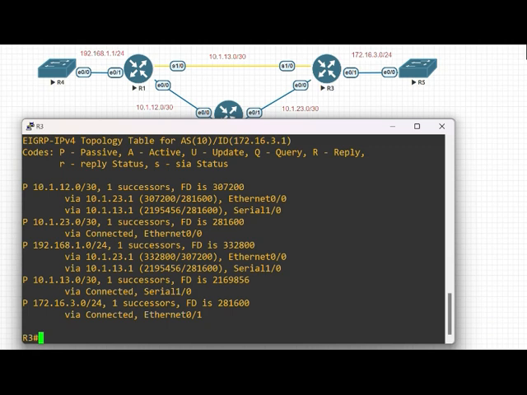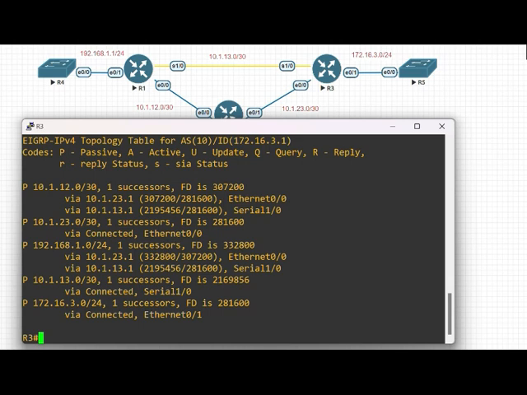You can reach it via 10.1.23, which is router 2. The feasible distance is 307,200, and the reported distance from this router, which is router 2, is 281,600. Or you can reach it via the serial interface, which is 10.1.13, and the feasible distance will be 2,195,456. And the reported distance is again the same, because it's reporting the network here. The distance is for the Ethernet interconnection.